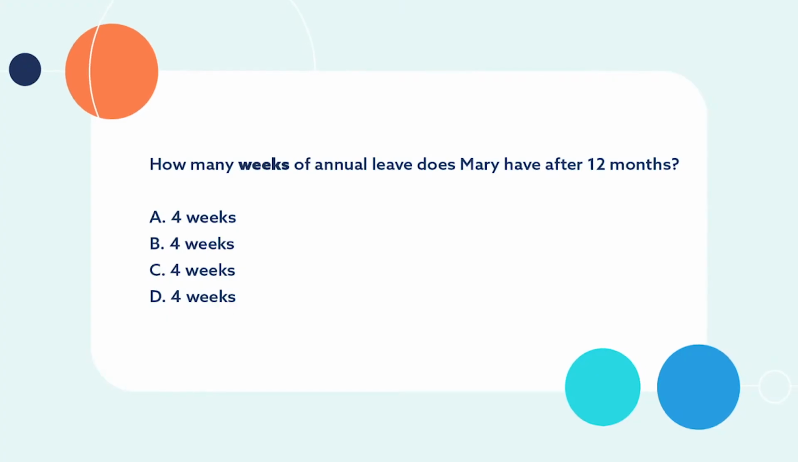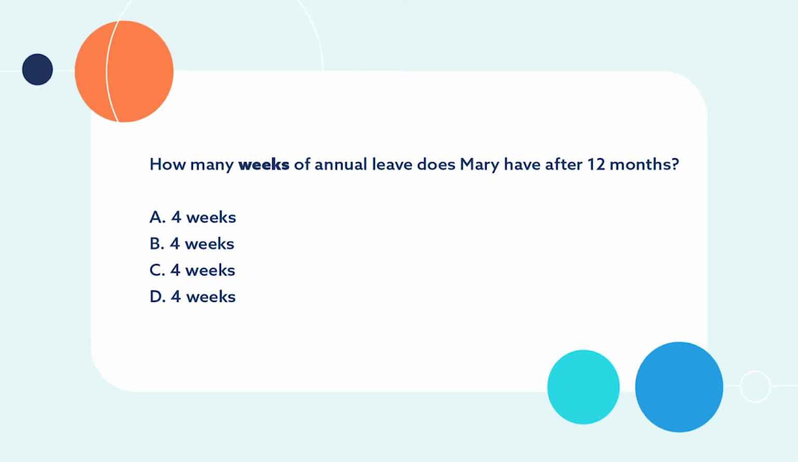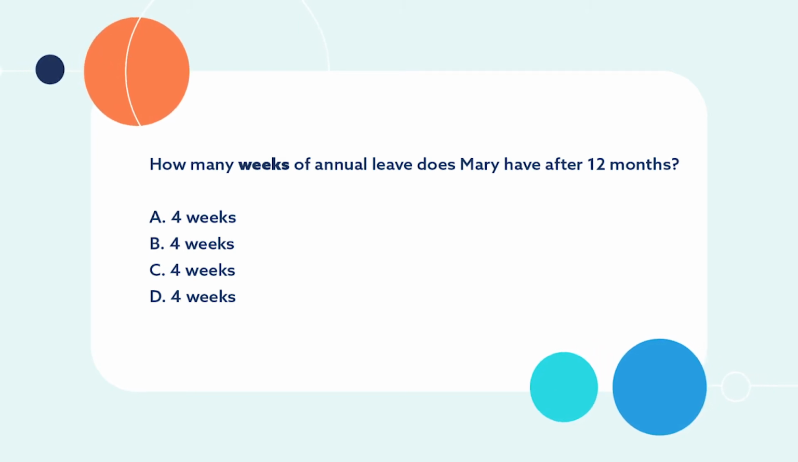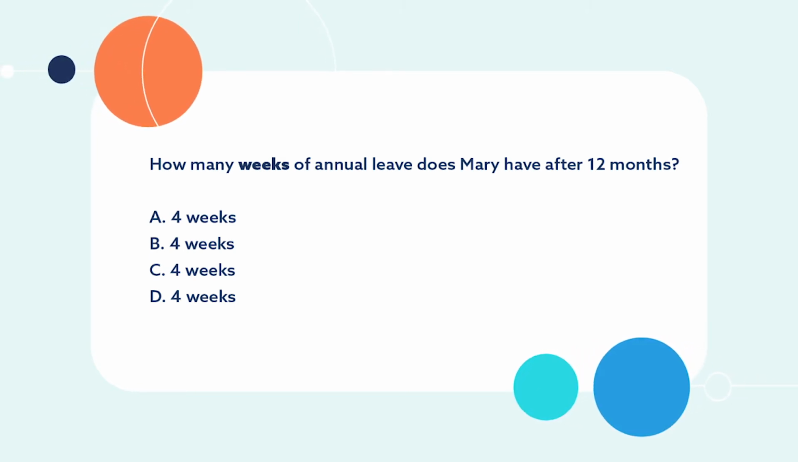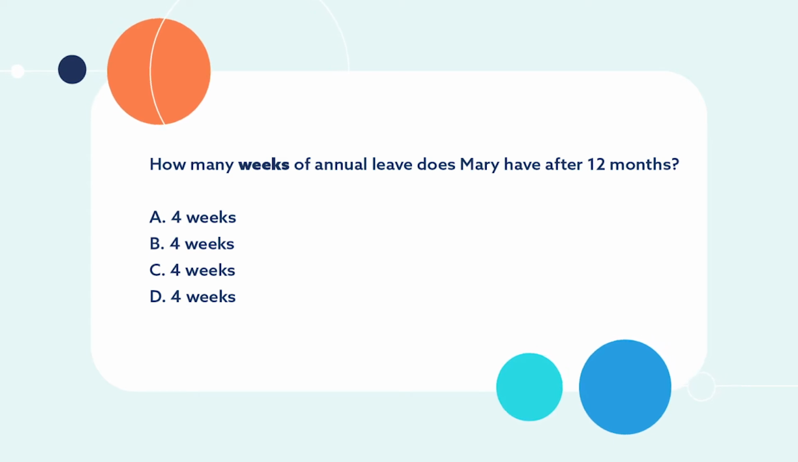So let's start off looking at her entitlement in weeks, and let's make it multi-choice. Okay, so we're going to have a little test here. It's multi-choice, 12 months, her entitlement comes up. Her entitlement to annual leave is what? Is it A, 4 weeks, B, 4 weeks, C, 4 weeks, or D, 4 weeks? So the answer is 4 weeks, yes.